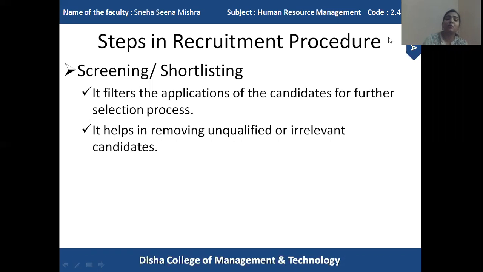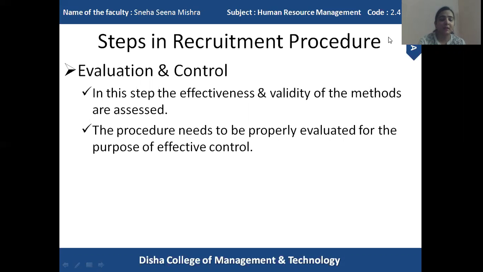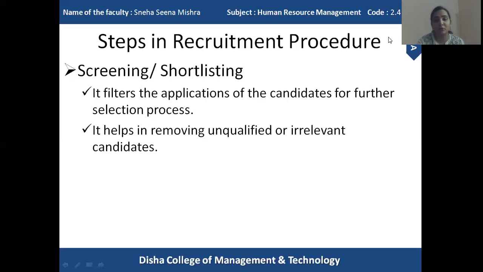So only those applications will be selected and they will move further ahead in the selection process. So all the irrelevant, unqualified, underqualified, overqualified applicants or applications would be removed. So this is the process. This is the third step of screening and shortlisting. Sorry, the fourth step of screening and shortlisting.